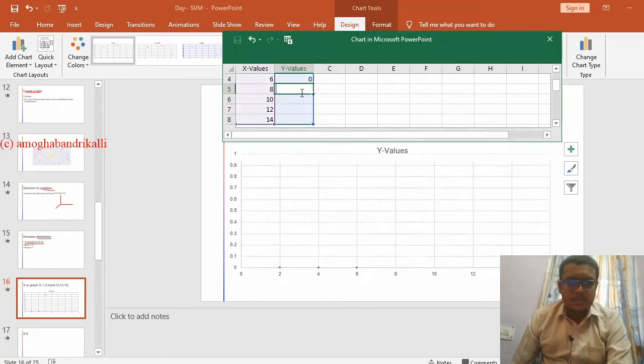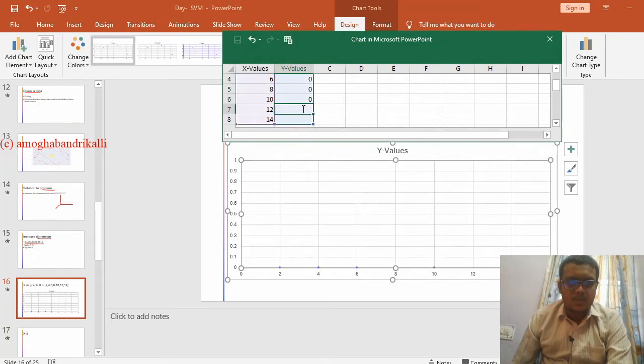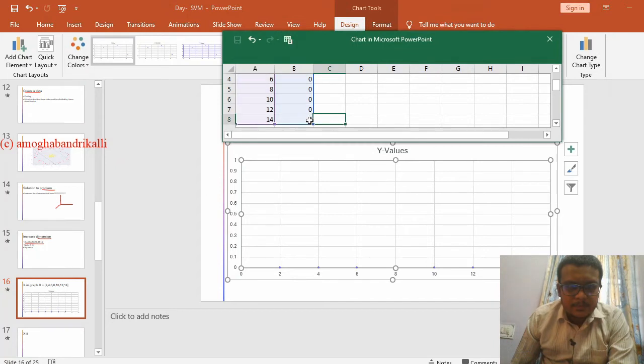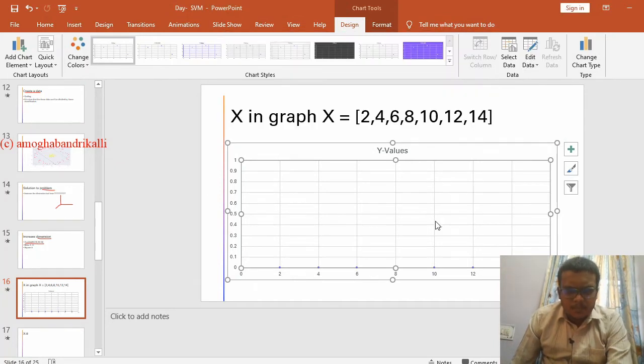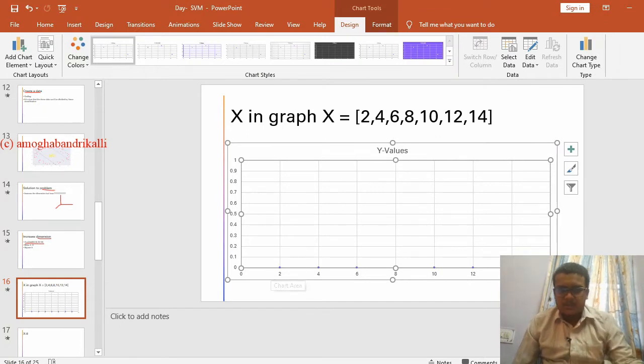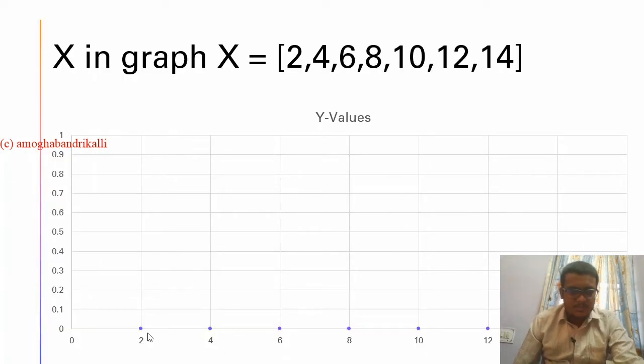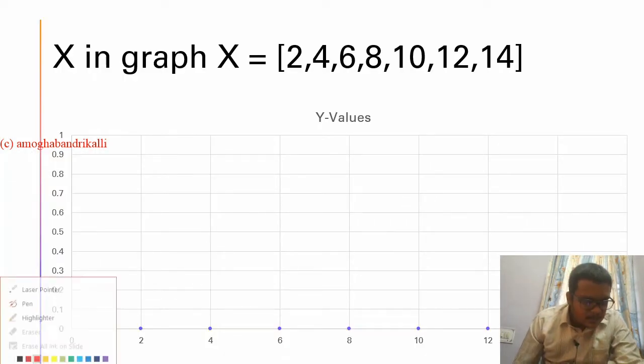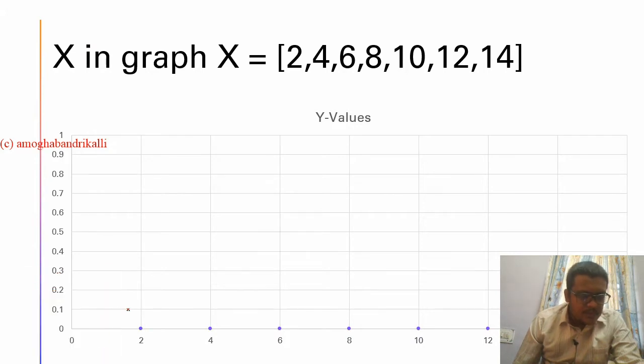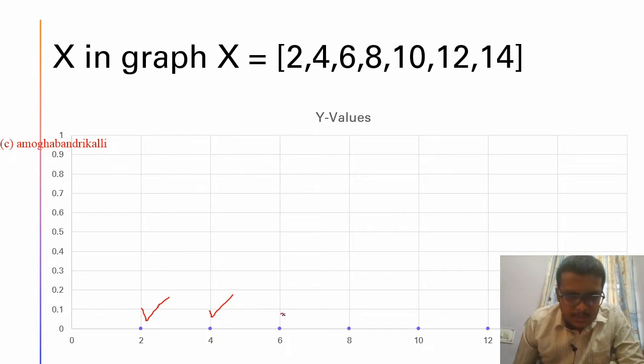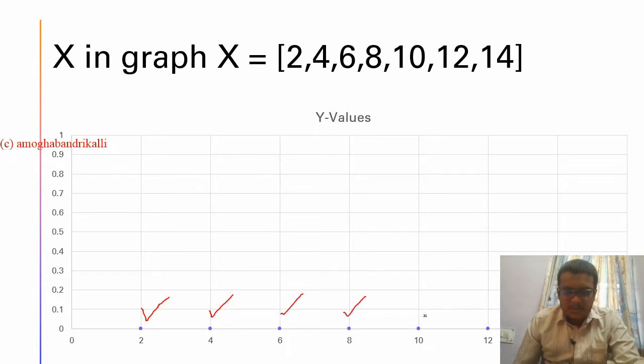So I am making 0, 0, 0 and 0. So these are all the values we are just seeing here. So this is 2, 0, 4, 0, 6, 0, 8, 0, 10, 0, 12, 0 and 14, 0.